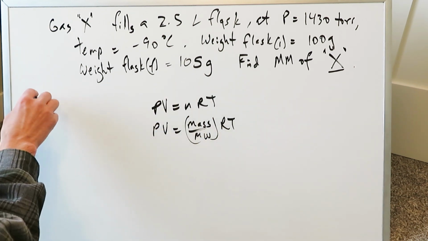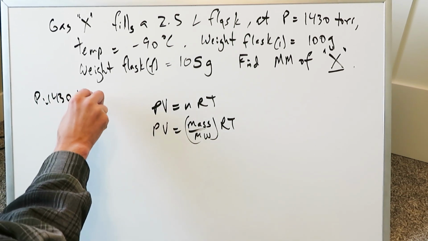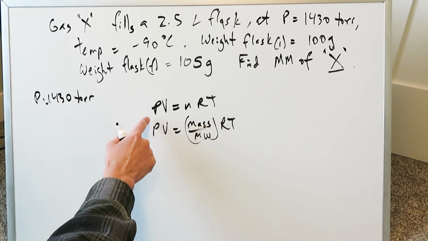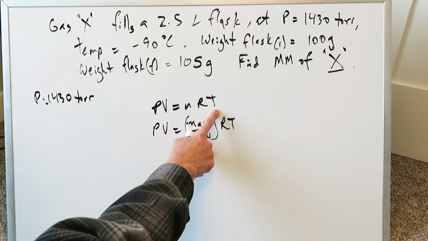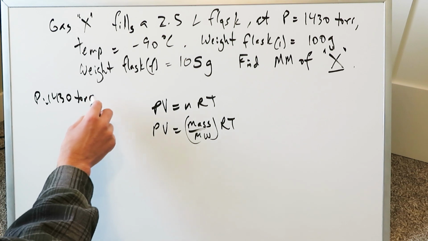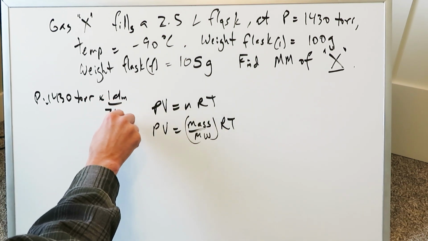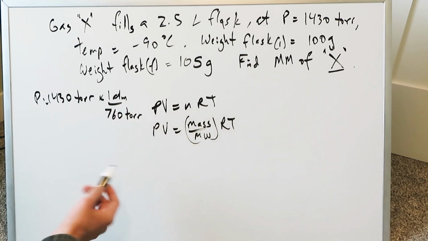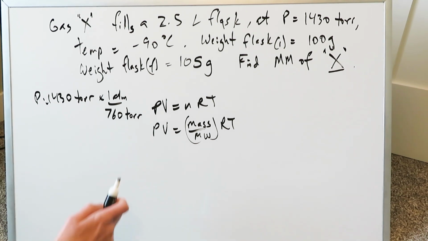We know pressure is 1430 torr. You have to convert that into atmospheres, because with this equation you're looking at atmospheres, liters, moles, your universal gas constant, and Kelvin for the temperature. 1430 torr times 1 atmosphere over 760 torr. That's your conversion, which is not hard. We don't even have to solve this out right here. We can put everything into our final answer and then solve it then.